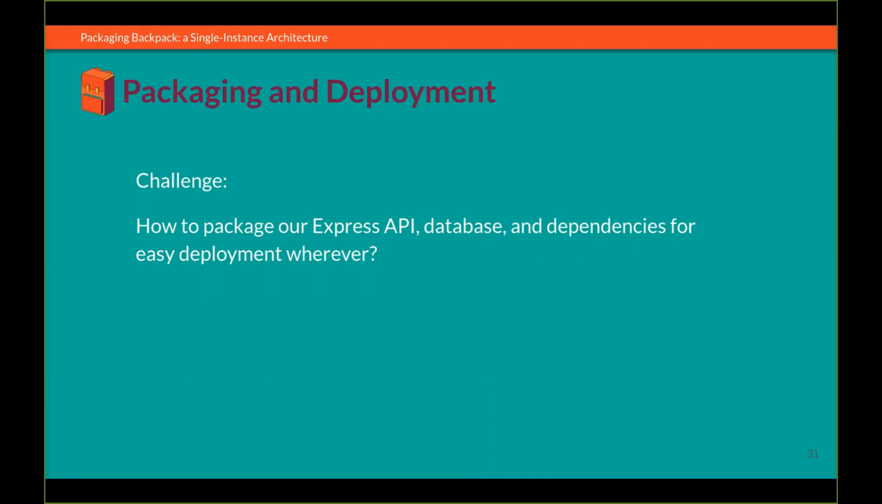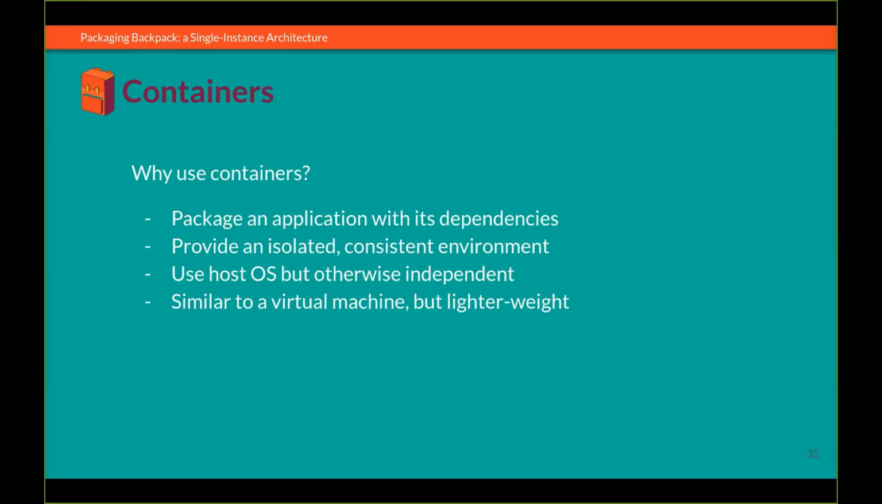So our challenge is, how do we package our Express API, database, and dependencies for easy deployment wherever? And the answer to this is containers. So why would we use containers? Well, containers are a tool to package an application with its dependencies. So that means the Mongo and Redis instances that we need get packaged up with the API code and can all be installed in one bundle.